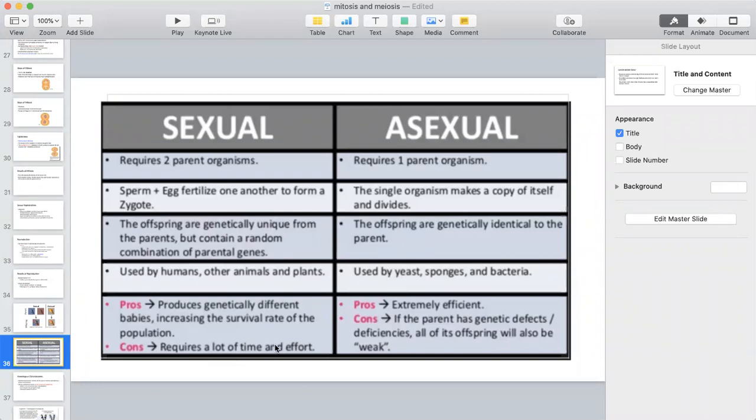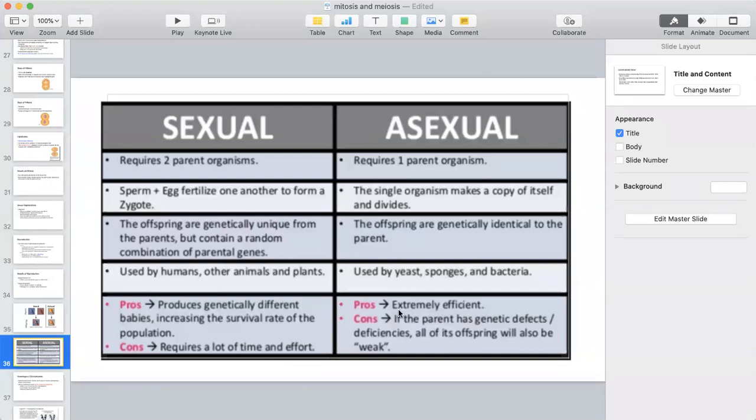Okay, one of the downsides, though, to sexual reproduction is that it's very cumbersome. It requires a lot of time, a lot of effort. Okay, if you think about a human reproduction process, it takes a very long time for conception to actually take place, and then for that embryo to turn into a fetus and continue to develop into a baby. That's a very long process, requires a lot of time and effort.